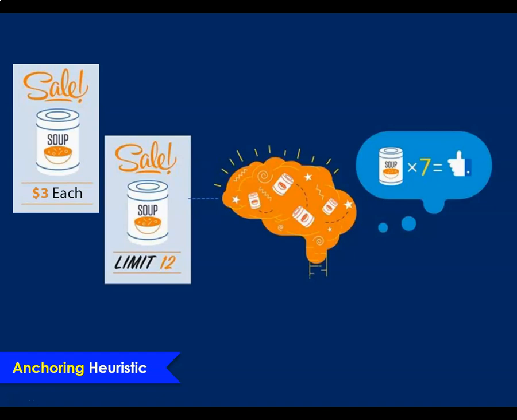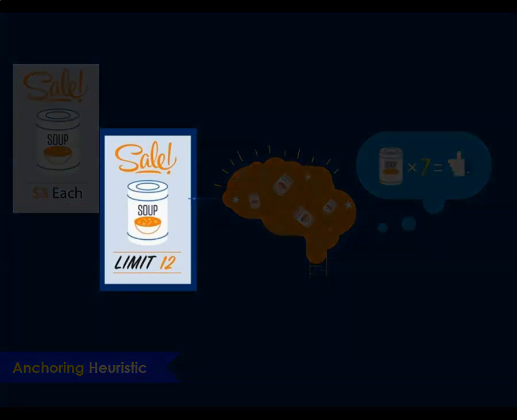Let me pose a question and ask you, if you have two different sales for the same product, one is for a can of soup sold at $3 each. The second is a sale at a different time where there's a limit of 12. Which particular sale, number one or number two, is more likely to get consumers to buy more cans of soup? Which sale, the $3 each or the limit of 12, would be more effective? Well, the answer is the limit of 12.